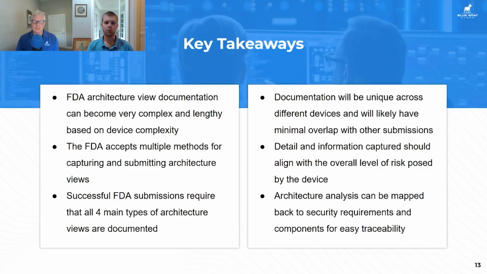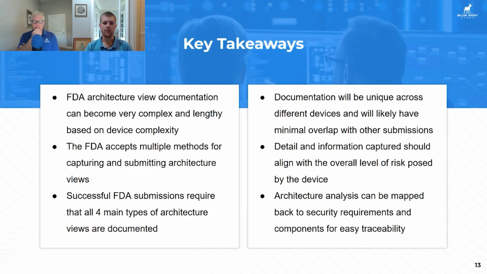Successful FDA submissions require that all four main types of architecture views are documented. Now, there may be some cases where a specific part of a view or a view altogether may not be applicable. We still need to address how it's not applicable, what considerations and what controls we have in place to remove that. We can never just go forward with an FDA submission saying, here are two of the four. The FDA is always going to come back asking for the other two. So we want to make sure that all four are covered in our documentation.